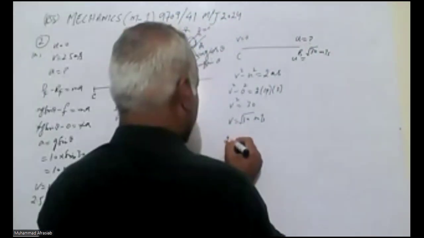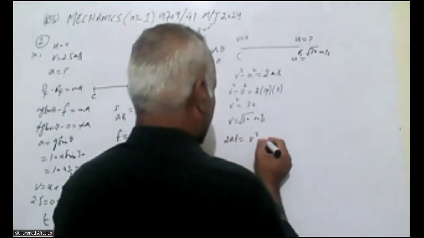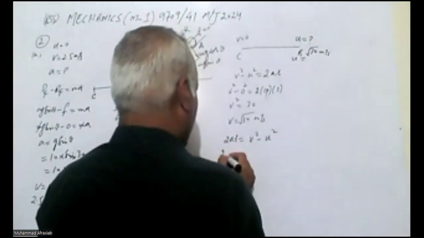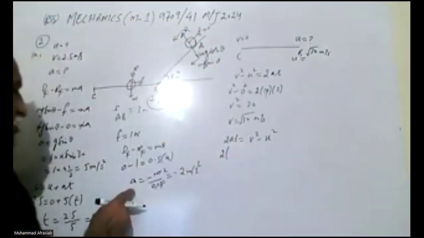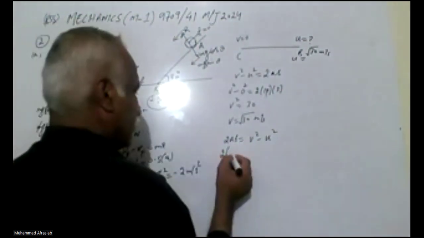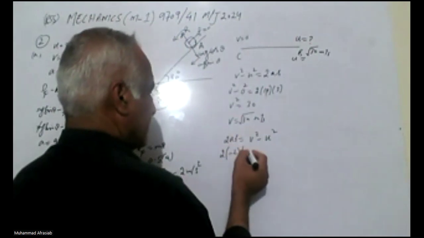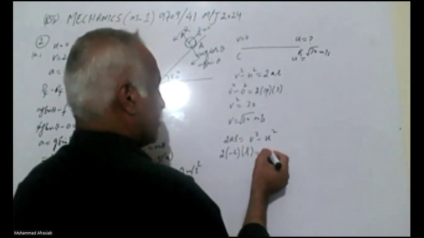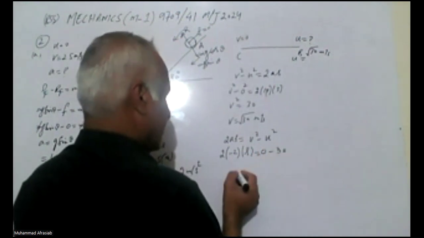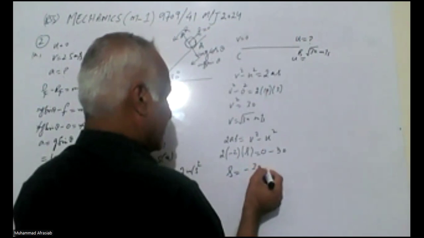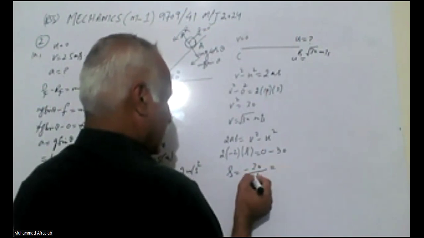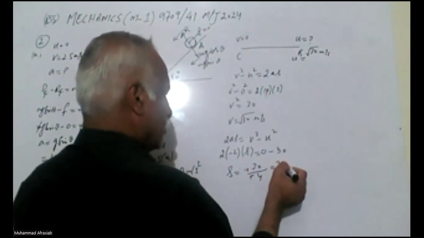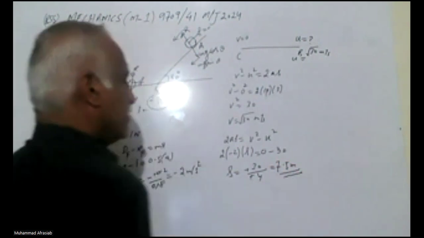Now they are asking how much distance it has traveled from B to C. So we know that 2as is equal to v squared minus u squared. 2 we know, a is for this deceleration, it is minus 2. S we are going to calculate, v squared is 0 minus this 30. So S is equal to minus 30 over minus 4. The minuses cancel out, so this should be equal to 7.5 meters, the distance it has traveled from B to C for this question number 2.